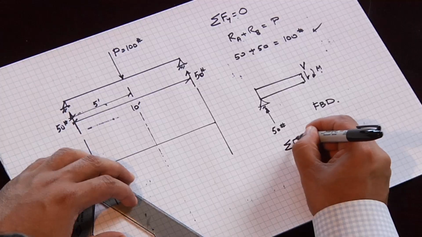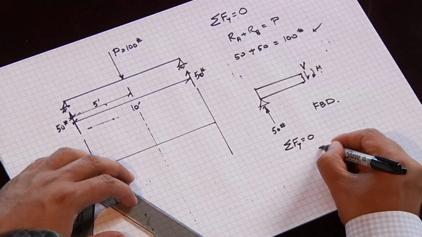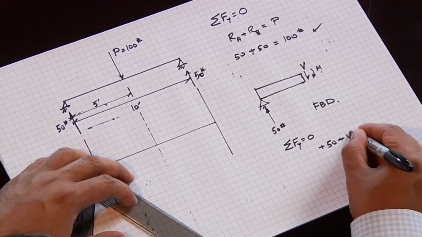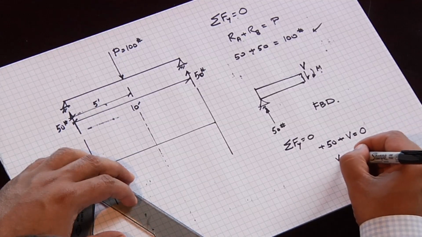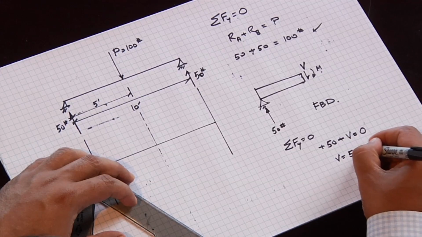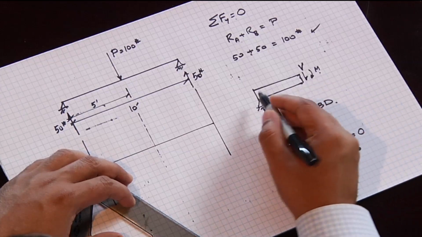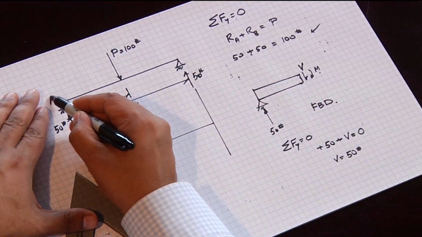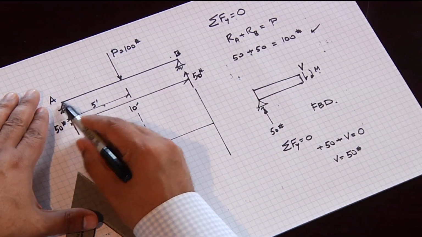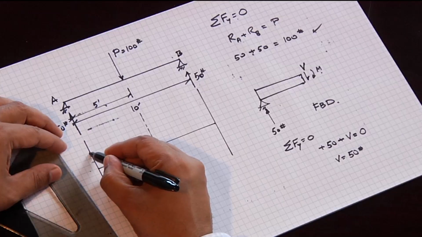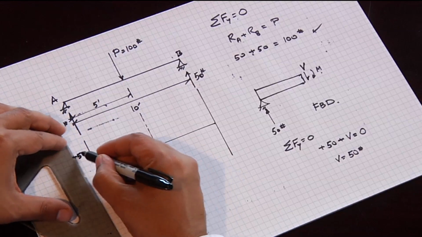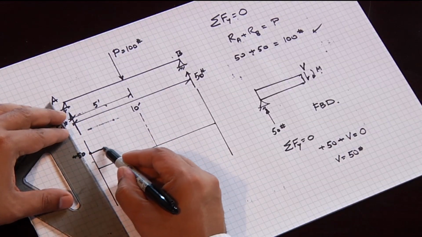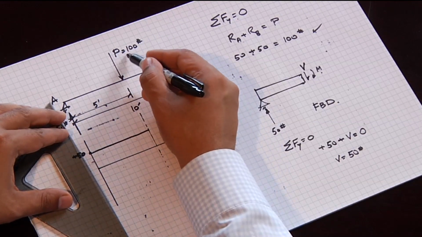And if I sum the forces in the y direction, I have plus 50 plus V equals 0, which tells us that our V is equal to 50 pounds. And the shear force is remaining constant from point A until it reaches the midpoint. So our shear diagram is going to start off here at plus 50, and it's going to remain constant until we reach this concentrated load.